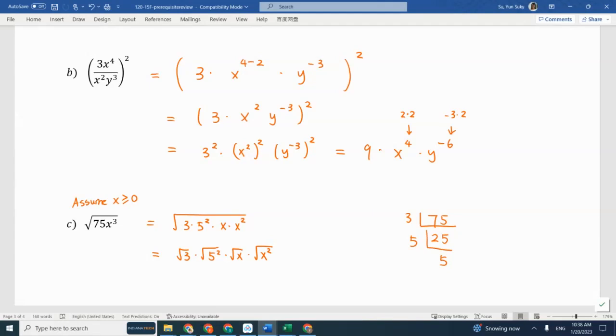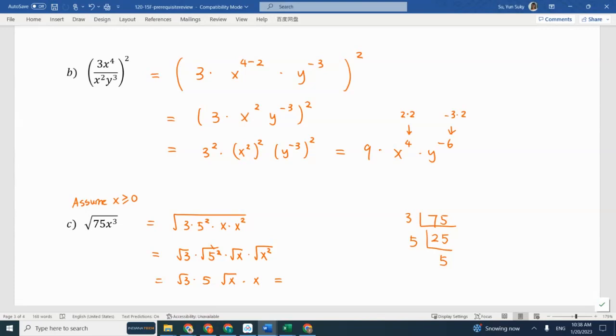Square root of 3, you cannot go further. If you plug it in the calculator, it's 1.732 something. But we don't want a decimal. We want an exact answer, so just leave it as square root of 3. What's square root of 5 squared? That's 5. Square root of x stays, and square root of x squared is x.